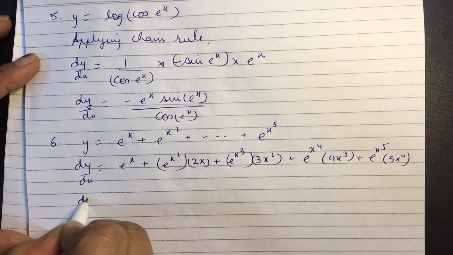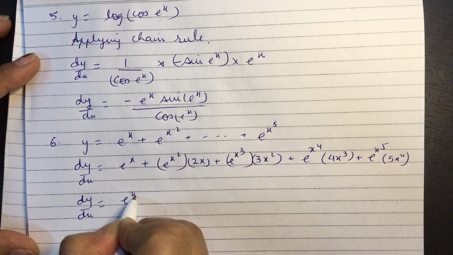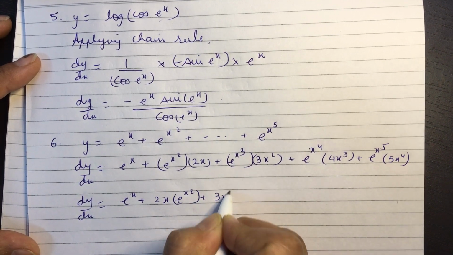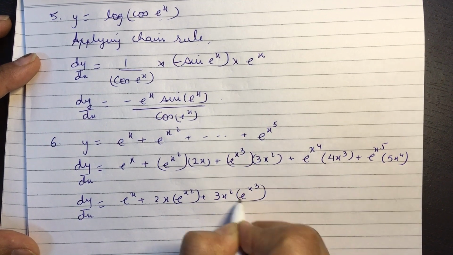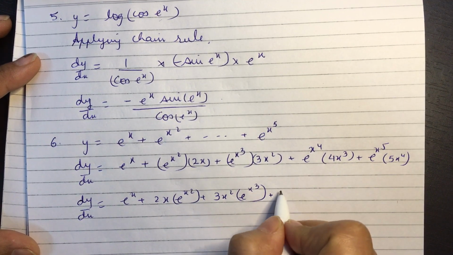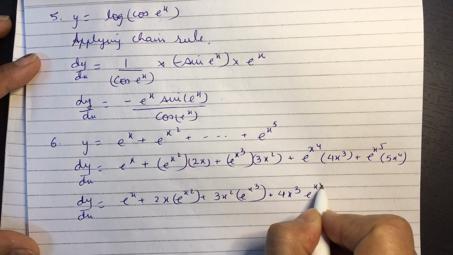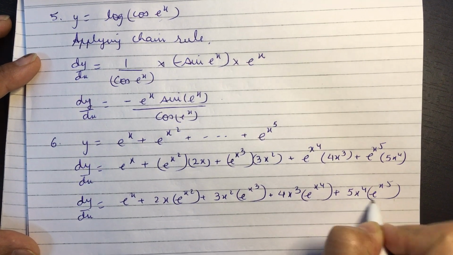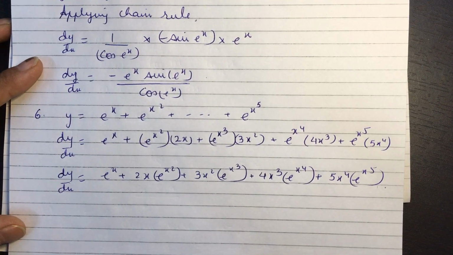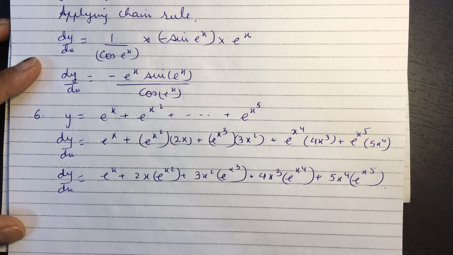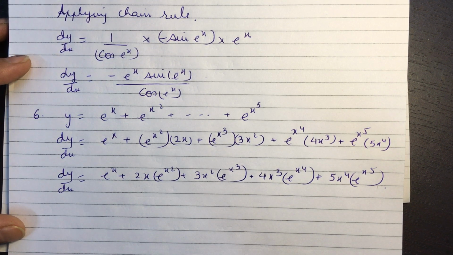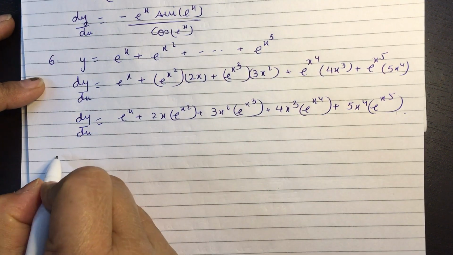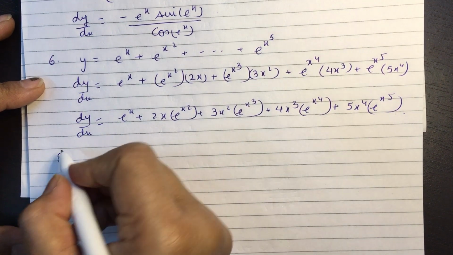And so, you get dy by dx is equal to e raised power x plus 2x e raised power x square, 3x square e raised power x cube plus 4x cube e raised power of x4 plus 5x4 e raised power of x5, and this is the answer. Same way you can try the rest of the questions also. Now, let us take one more. I will just take question number 8 also, and the remaining you can try yourself.